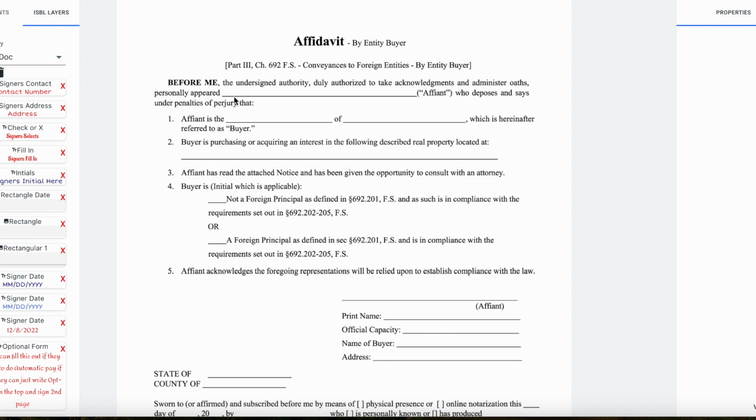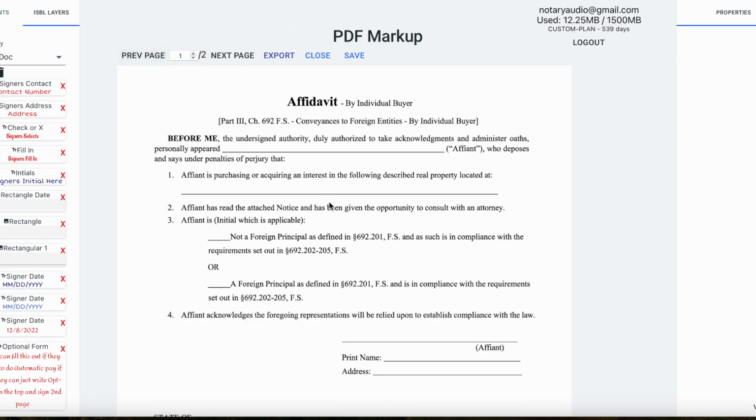Okay, so let's get into this doc. Let's go over the first page here. We're going to go over the first page, which is the affidavit by individual buyer. So how do we fill this document out? This is what we're going to go over now.